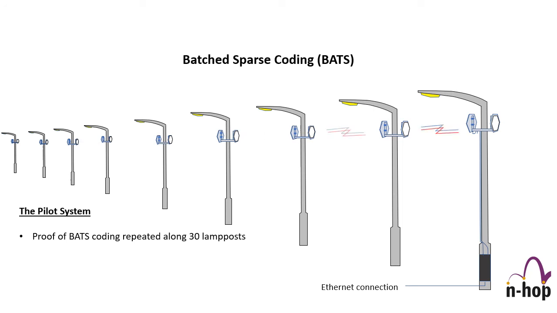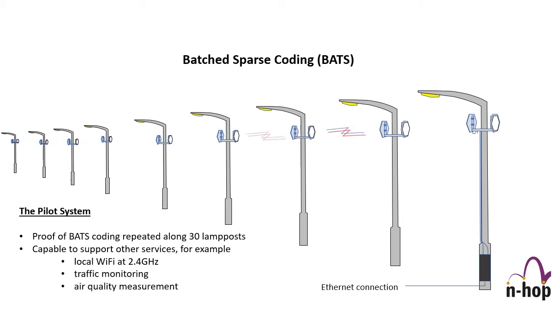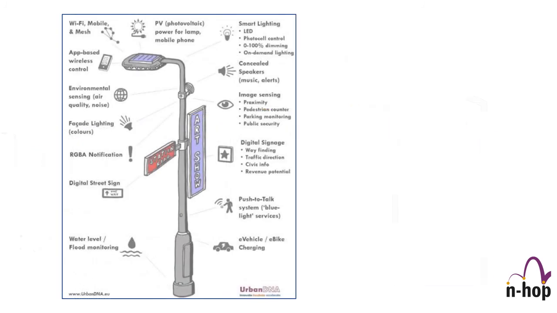This efficient and cost-effective solution can be used to connect a variety of services to connected lampposts, including local Wi-Fi at 2.4 GHz, traffic monitoring, air quality measurement, weather conditions. These and many other services are now at the planning stage in many cities around the world, and lampposts are generally seen as an obvious way of delivering them.